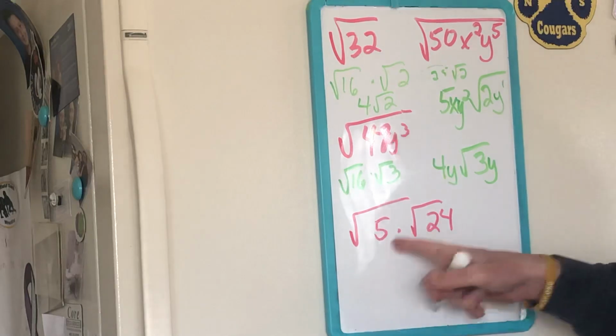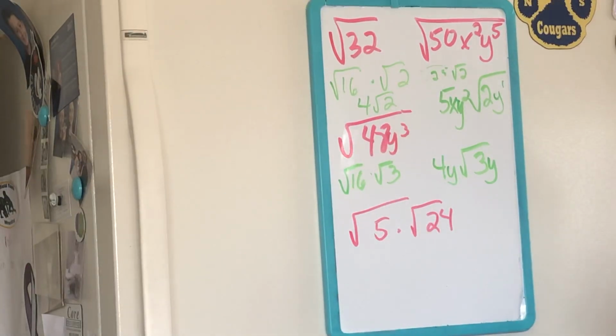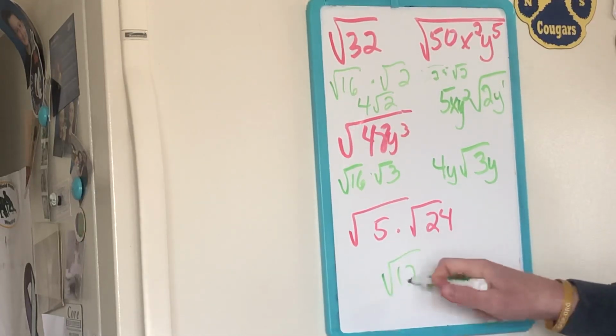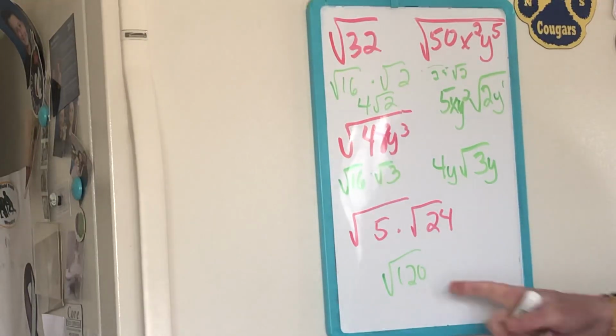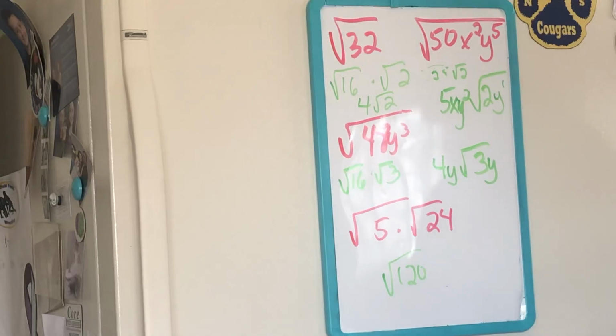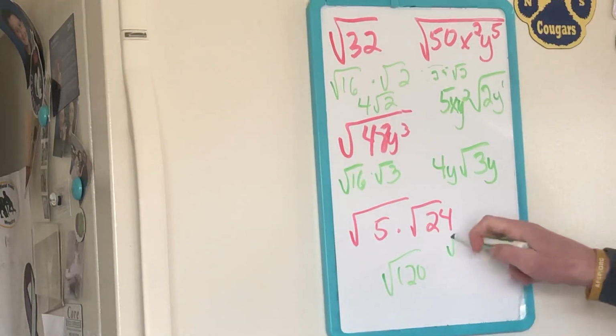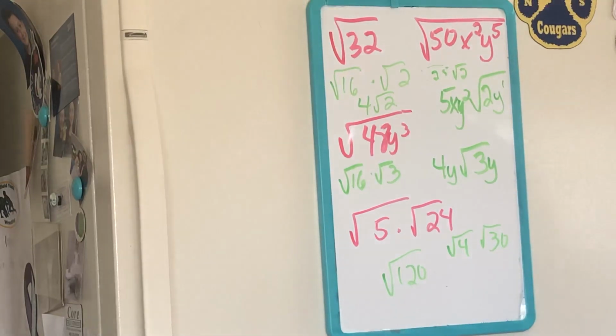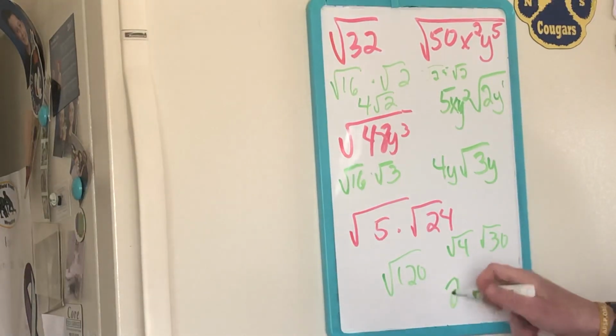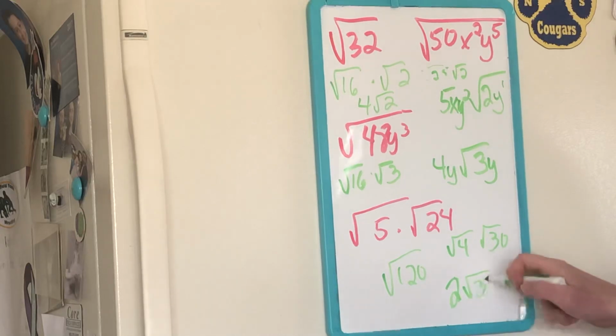Okay? And the last one, 5 times 24. First I multiply these. Okay, so that's 120. 5 times 24 is 120. And then I got to figure out what's the largest perfect square number I can divide 120 by. Okay? I can divide it by 4. So let's try that. 4 times 30 is 120. The square root of 4 is 2. So I'm left with 2 radical 30.